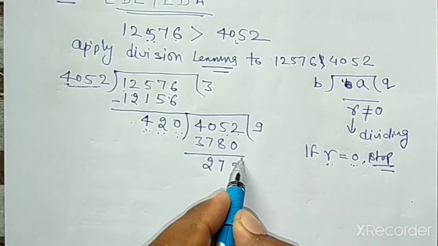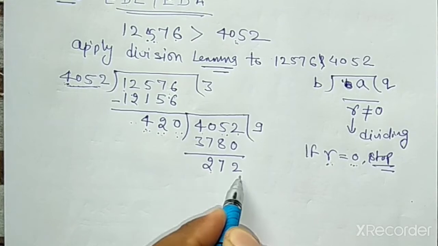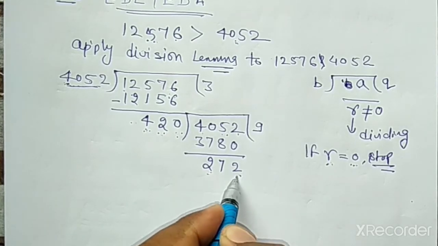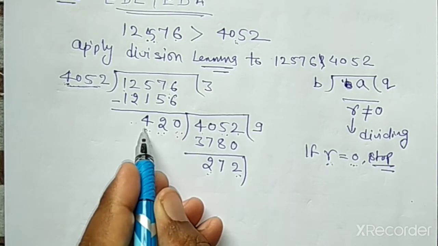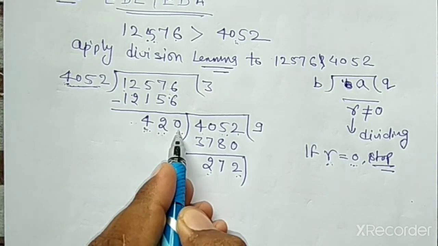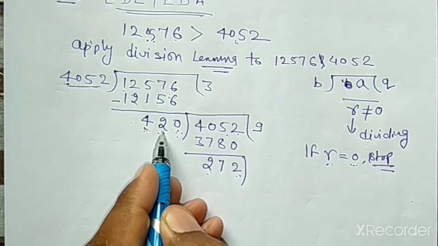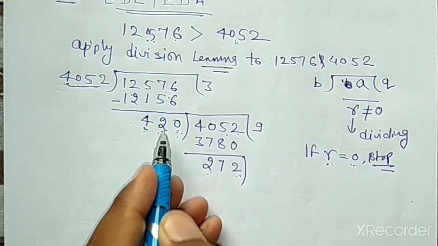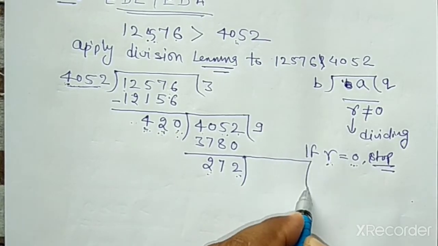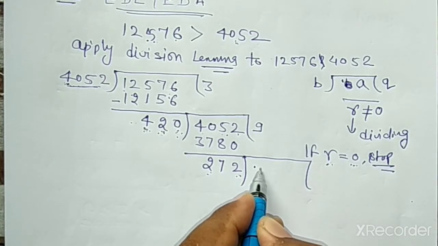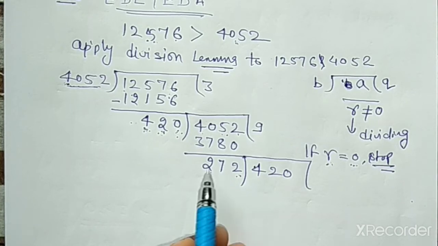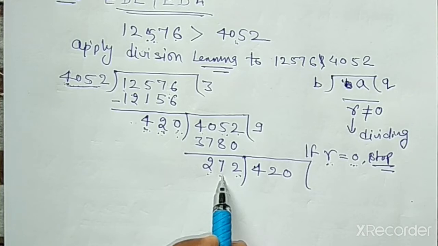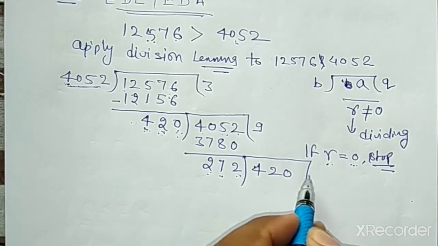Check it once. Then 272 is the remainder. It is not 0, so we again divide. The previous remainder becomes the divisor here. Now again this divisor will become the dividend, so you have to write it here. Now the remainder is not 0, so again this remainder will become the divisor here. Now keep on dividing.